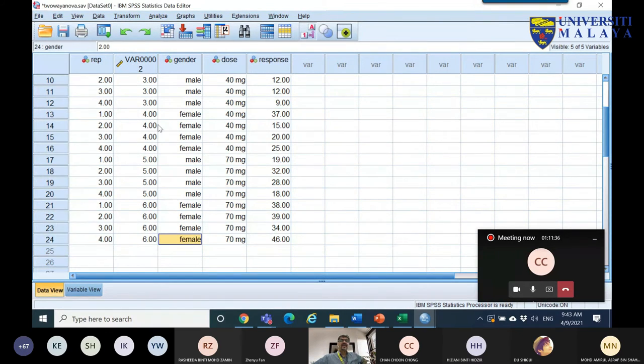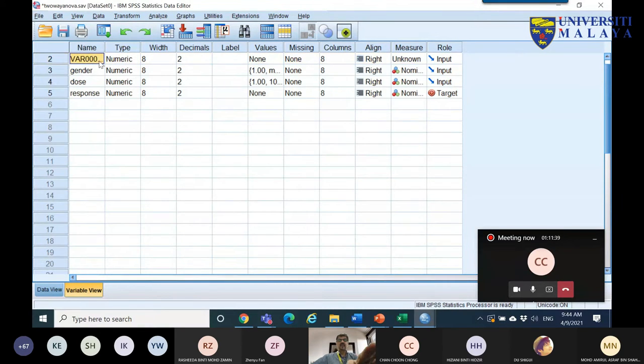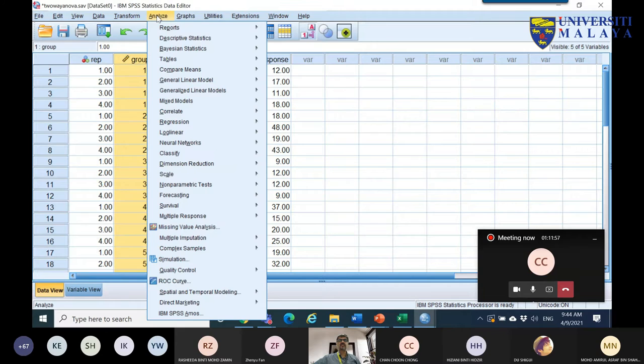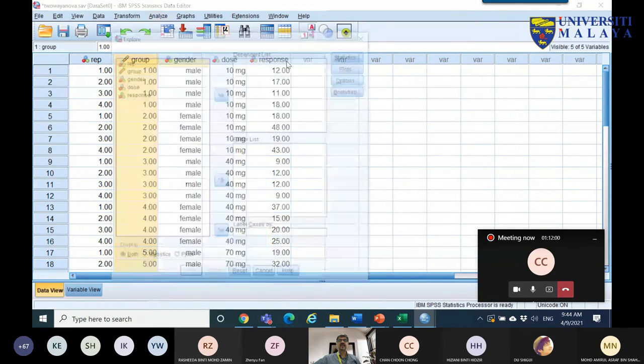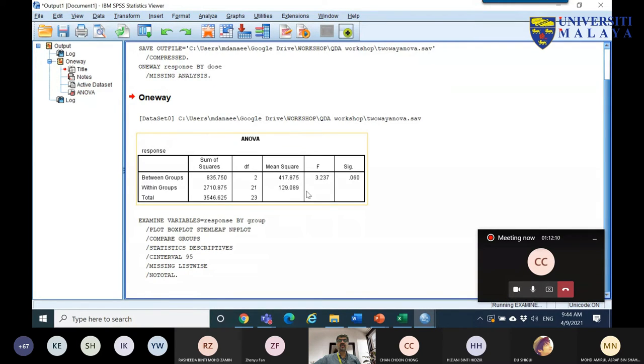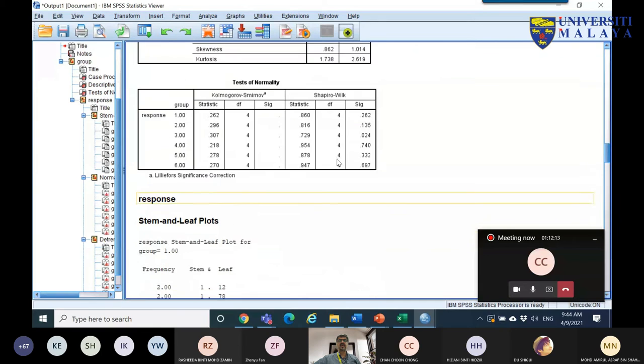So, in a simple way, you can do one-way ANOVA, and then you can compare 6 groups. But when you compare all these 6 groups, you will not be able to understand the interaction between these two factors. Okay, I just use this group to test the normality of my data. I go to Explore and then use this group as a factor list and then the response. And then we try to check the normality plot. So since my sample size is small, I just look at the Kolmogorov-Smirnov test.